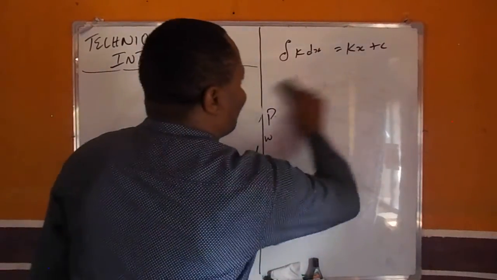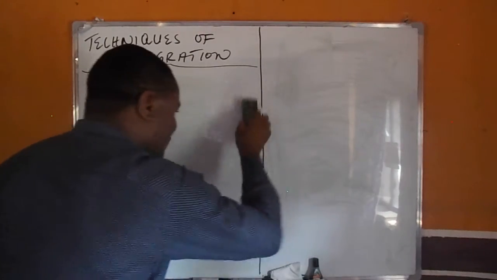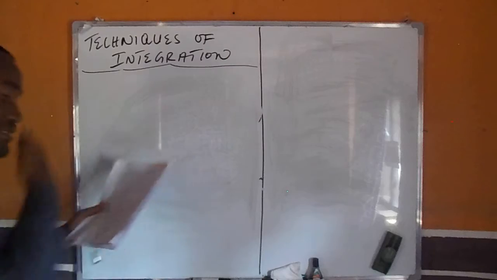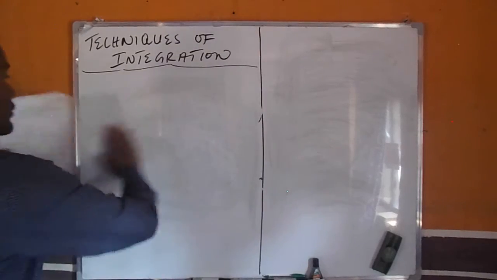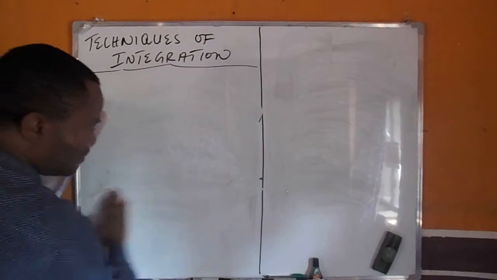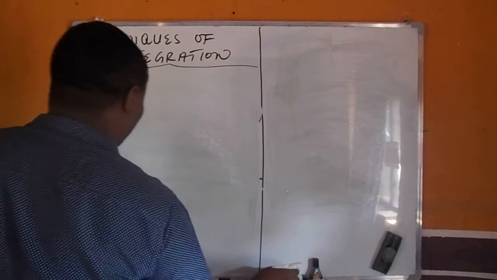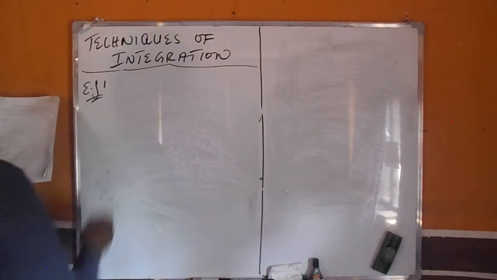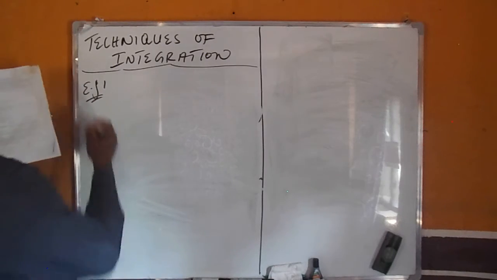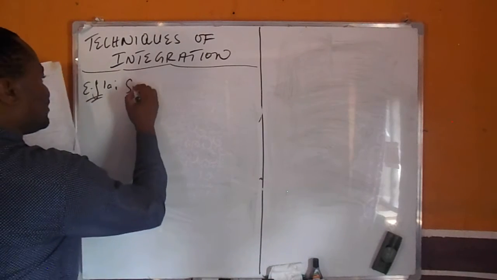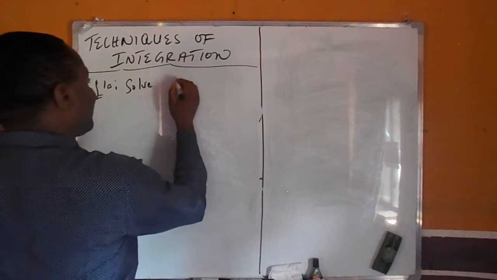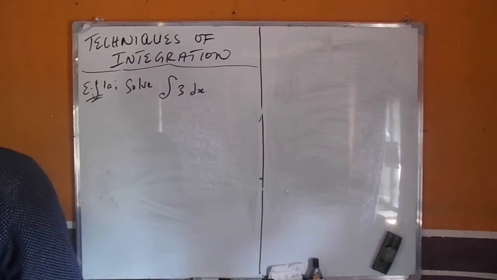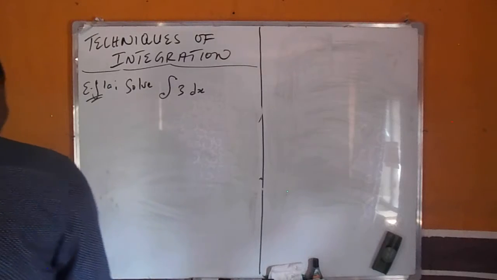Now let us take the first example. In the first example here that we'll be looking at, EG1. EG1 says solve EG1A, say, solve integral 3 dx.